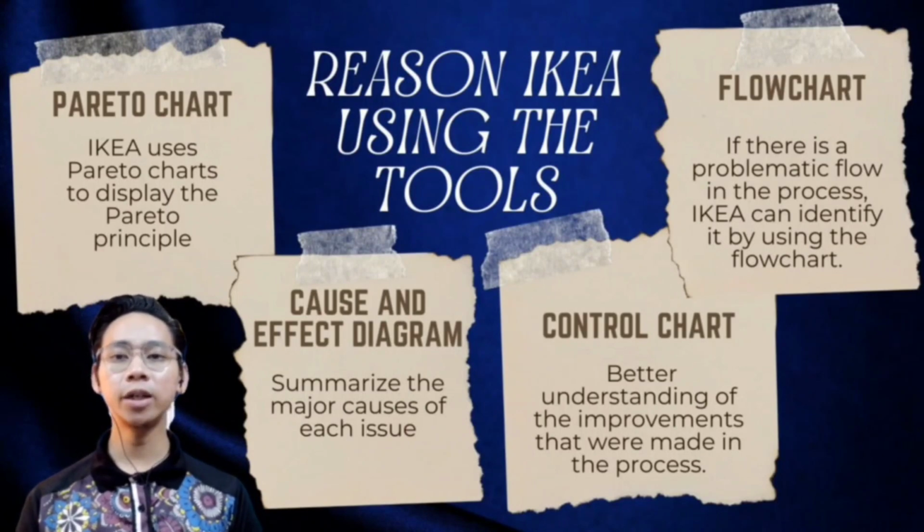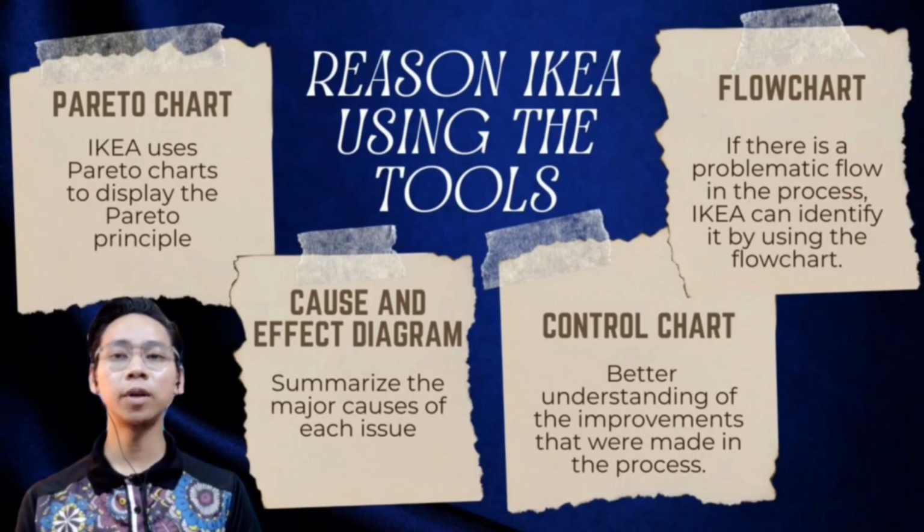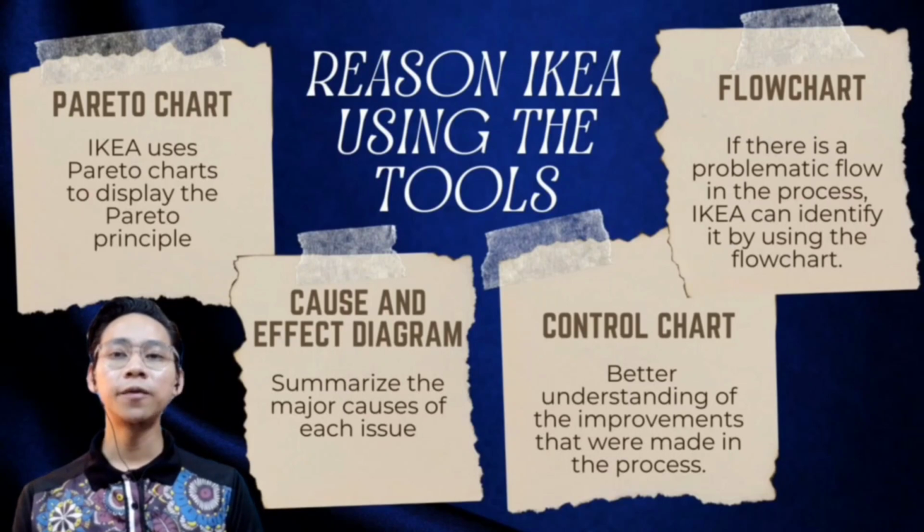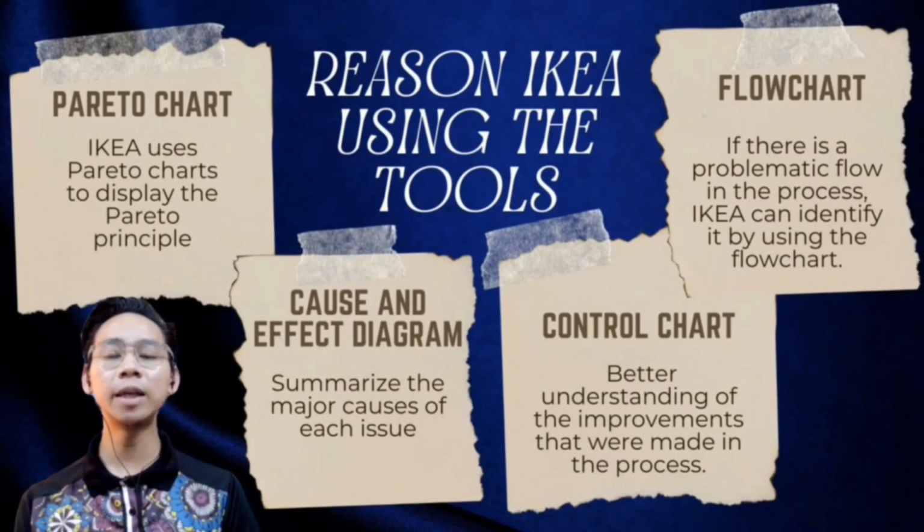Today I will present the reason IKEA uses QC tools, that is quality control. There are 4 tools that IKEA uses. The 4 tools are the Pareto chart, cause and effect diagram, flow chart, and control chart. I will start with the Pareto chart. IKEA uses the Pareto chart to display the Pareto principle in action, arranging data so that the few vital factors causing most of the problems reveal themselves.